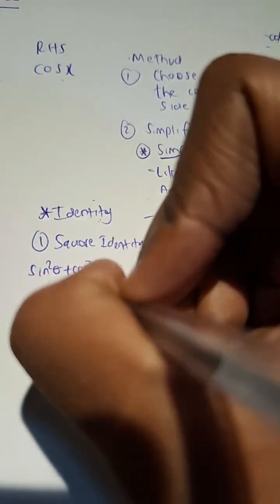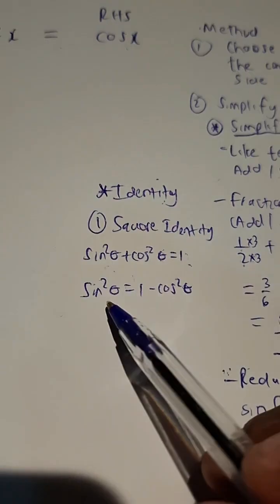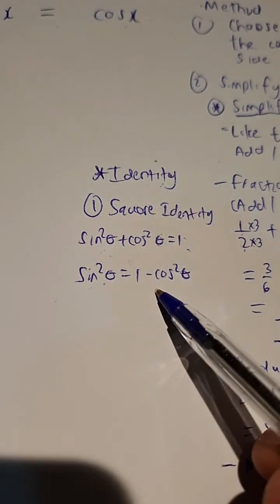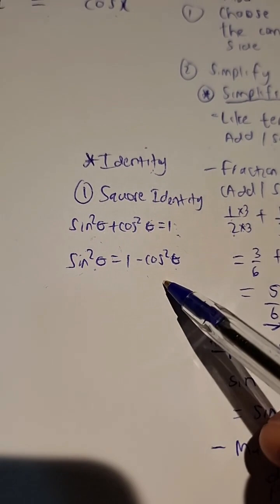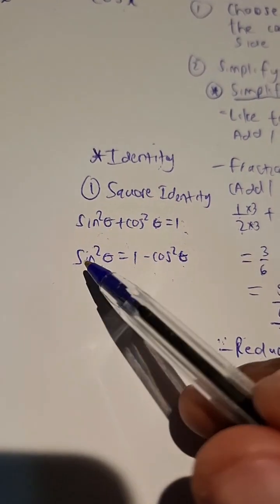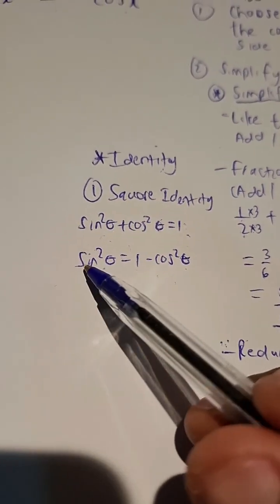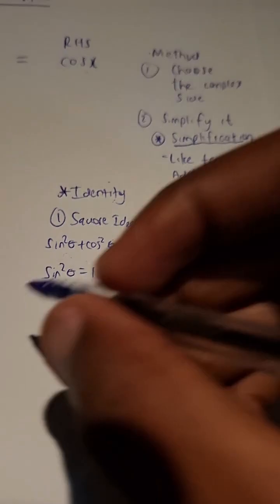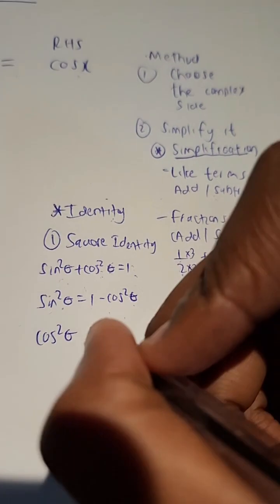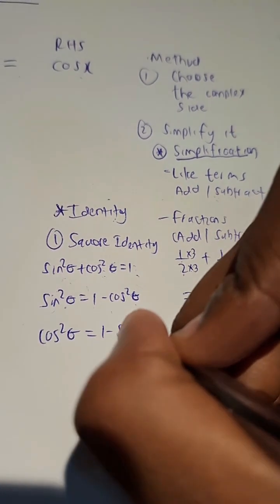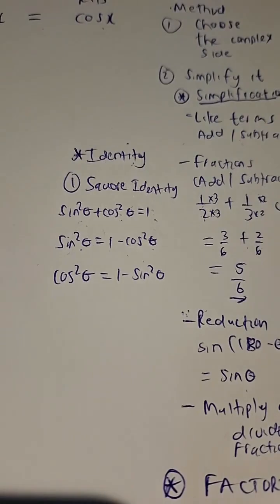you need to know if the subject is sine squared theta, you can express it as 1 minus cos squared theta. Or vice versa. If you have 1 minus cos squared theta, you can express it as a single term, sine squared theta. Also, if you make cos squared theta the subject, you know that cos squared theta is equal to 1 minus sine squared theta.